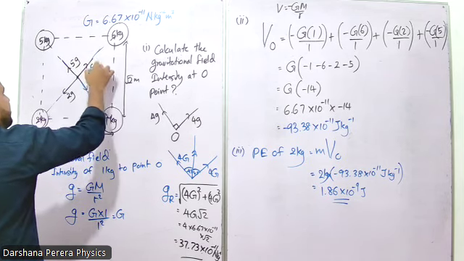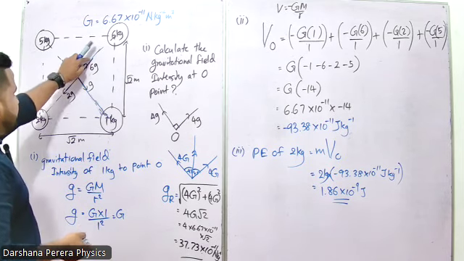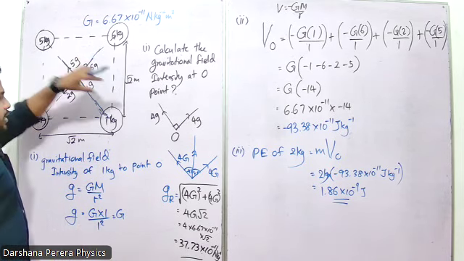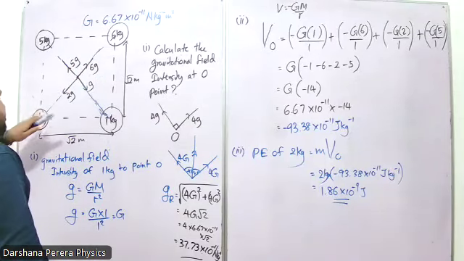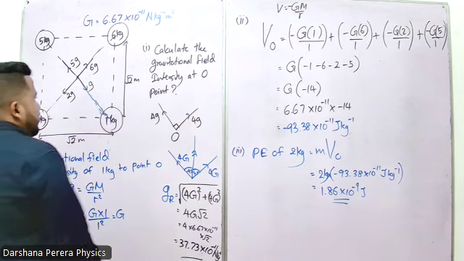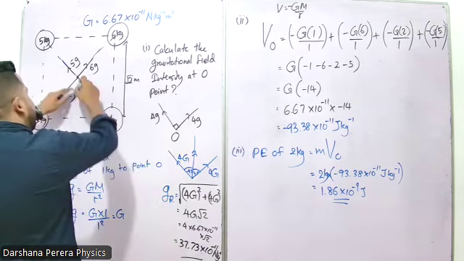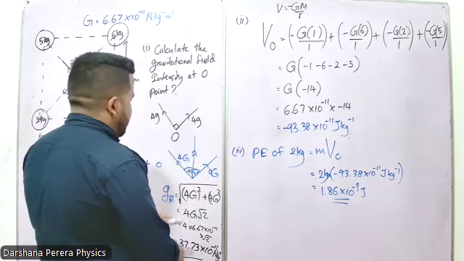Here it becomes 6g. In the end, taking everything, 2g on this side and 6g on this side, therefore we have to take the 4g in this direction. Because 6g and 2g cancel out, we have to take the 4g. Therefore 4g in this direction.